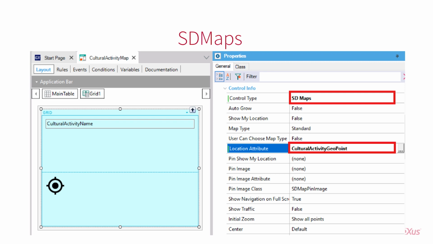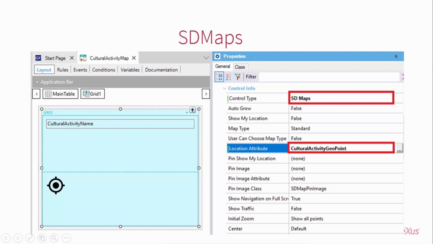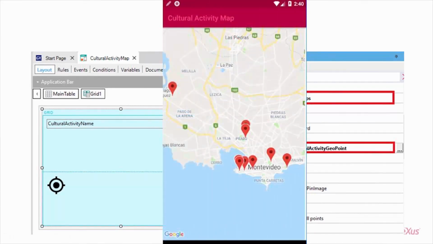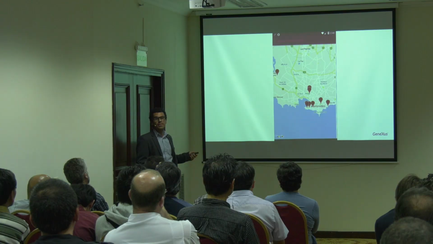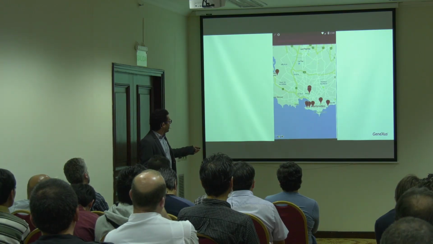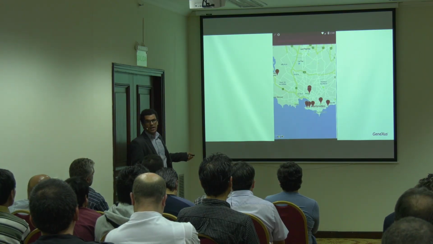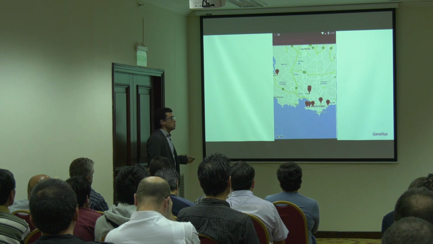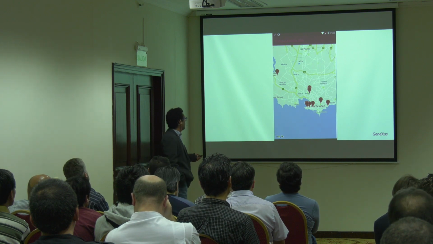specific data. So if I've got a grid where I would see a list, this is the example that you're also seeing in the lab. You're seeing cultural activities. If I set this property, I would get a map with different points. Now the values of those points have the geolocation or geopoint attribute.